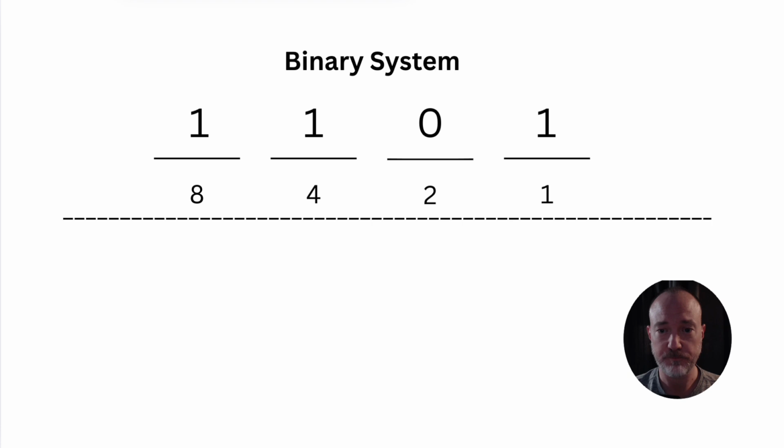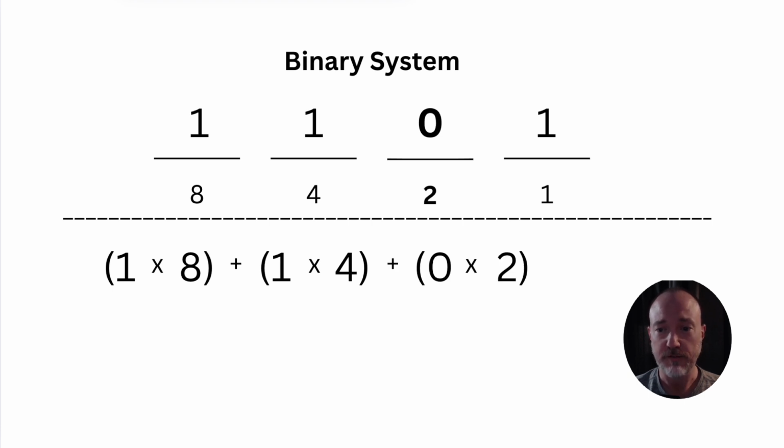So to start with, we have a 1 in the 8's place. So we'd have to do 1 times 8. We have a 1 in the 4's place, so it'd be 1 times 4. There's a 0 in the 2's place, so 0 times 2, and then a 1 in the ones place, so 1 times 1.